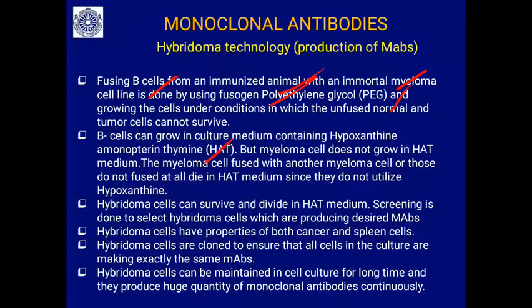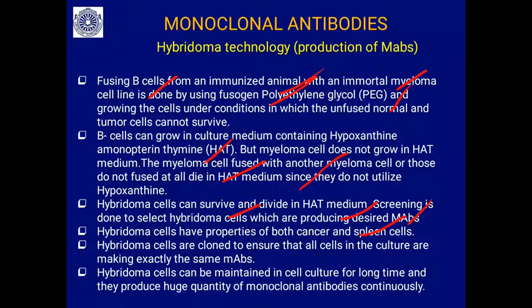So a myeloma cell fused with another myeloma cell also cannot survive. In this way we can screen and isolate only the hybridoma cells, those that are fused. These hybridoma cells can survive and divide in the HAT medium. Then screening is to select hybridoma cells that are producing our desired monoclonal antibodies.